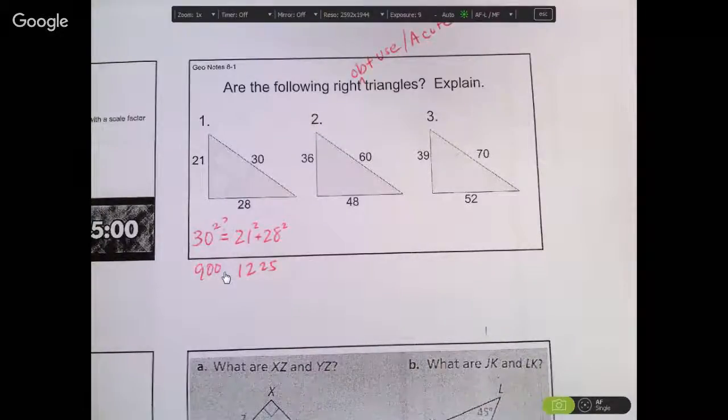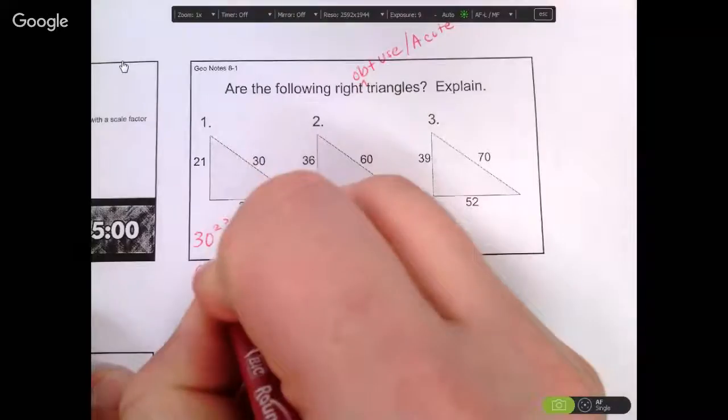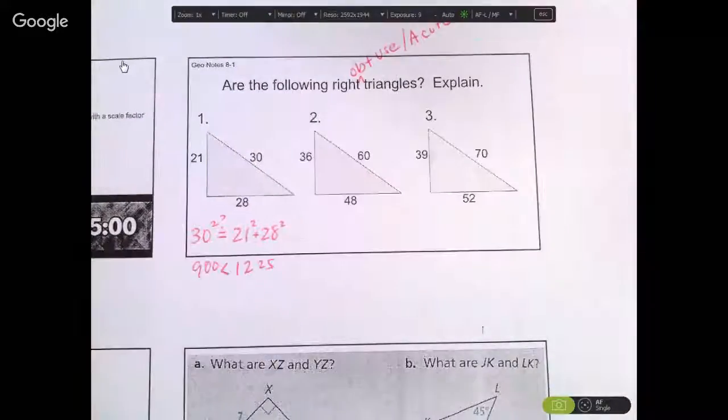I'm not going to put an equal sign there. I'm going to put what symbol? The equal sign with the flat. I'm going to put that symbol. Why? That means it's a what?